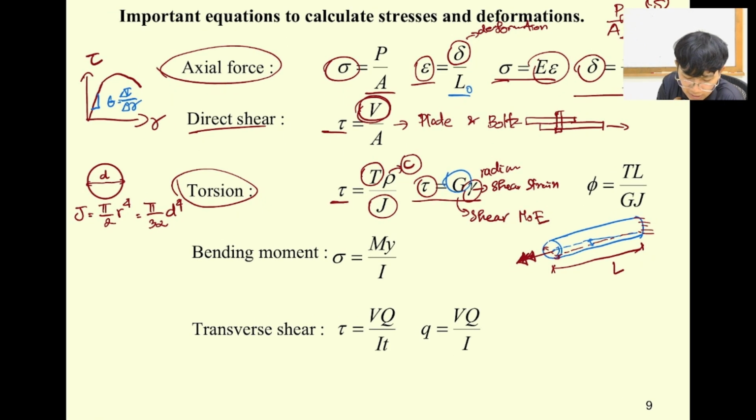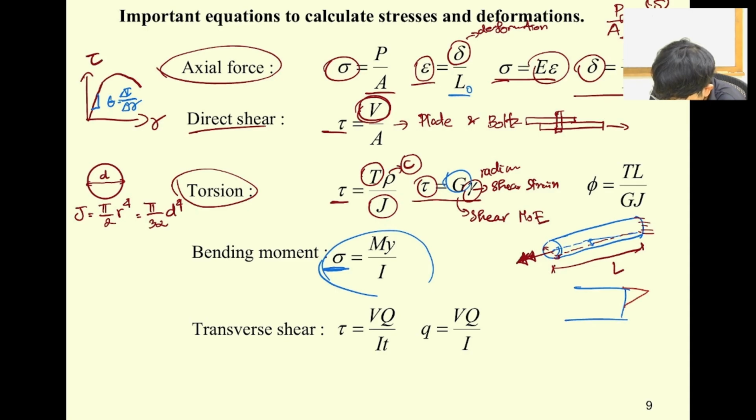And next is going to be the bending moment. So the bending moment over here is going to cause the bending stress, which, if you remember from mechanics of materials, is going to look something like this. We have compression stress on one side, and then tensile stress at the surface over here.